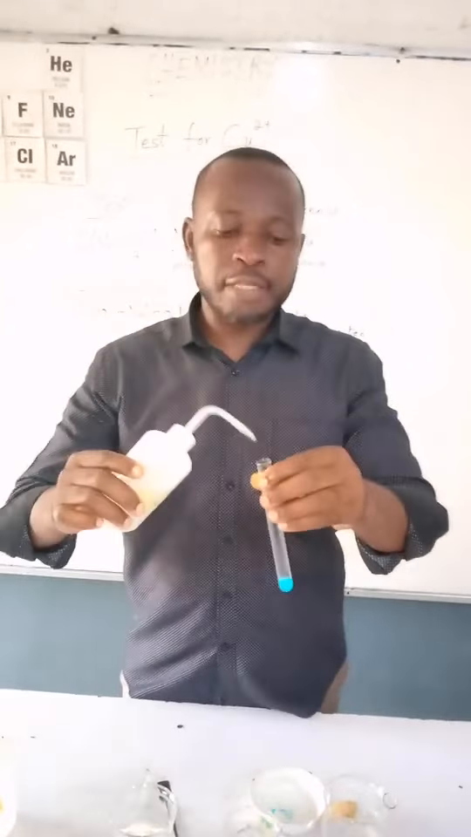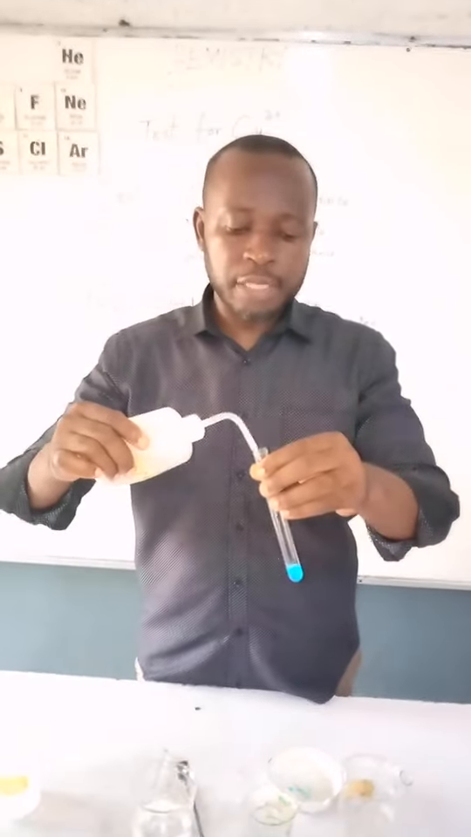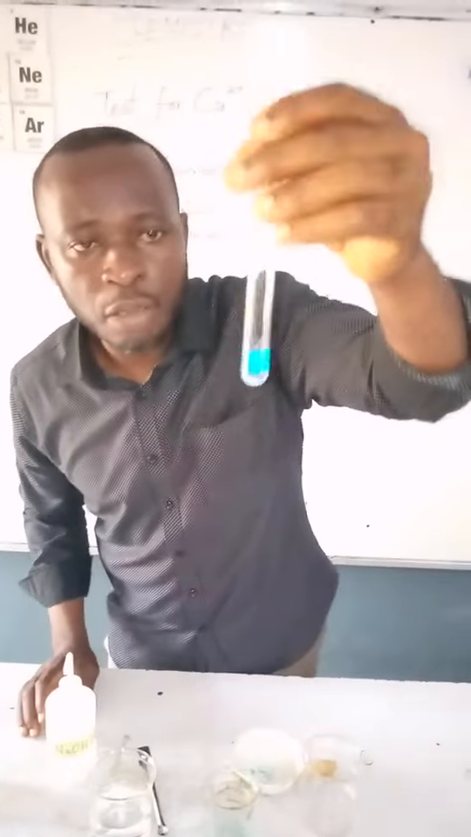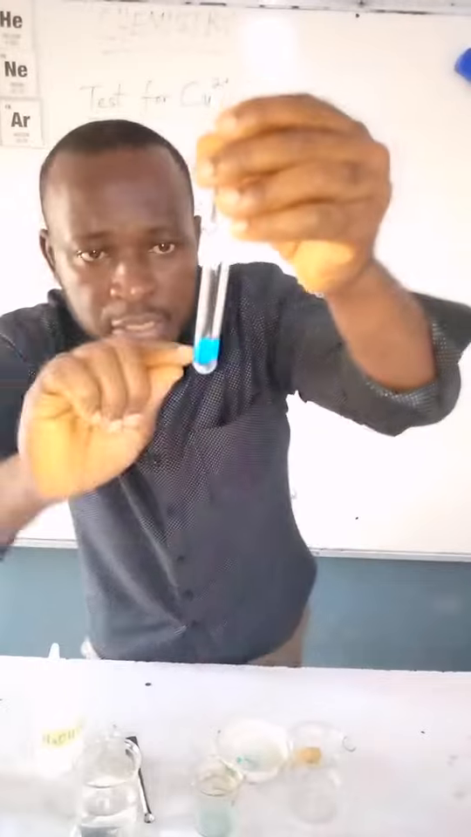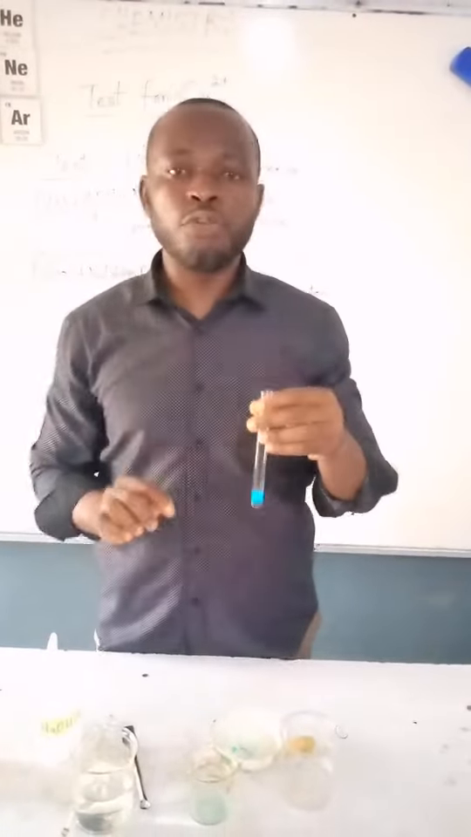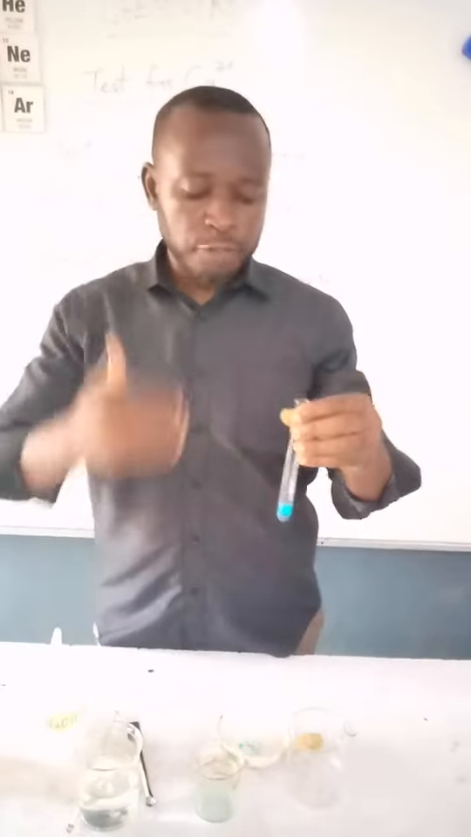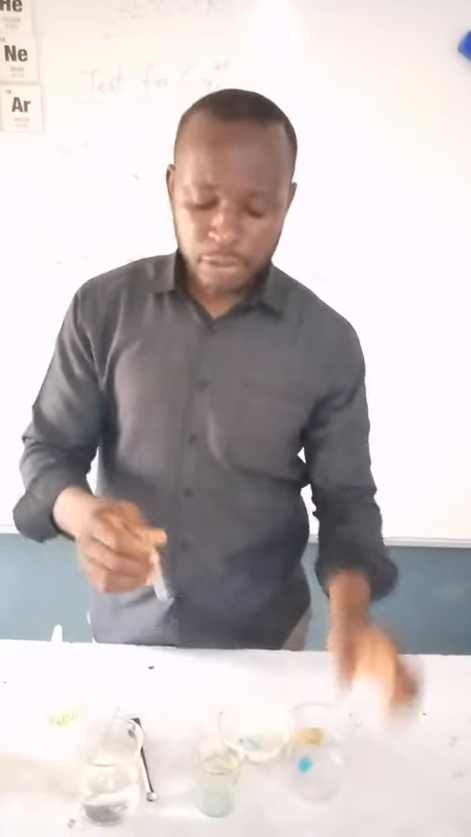Then when you add sodium hydroxide in excess, you check, does the precipitate disappear or is it still there? The precipitate is still there. At this point, you will suspect the presence of copper 2 ions. You have to proceed to confirm the presence of copper 2 ions.